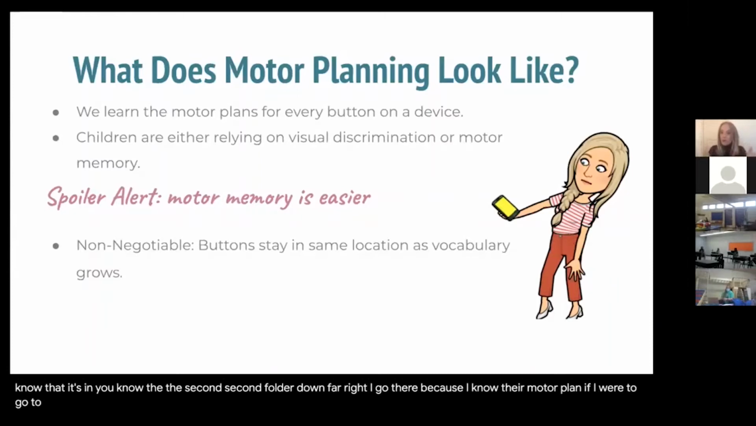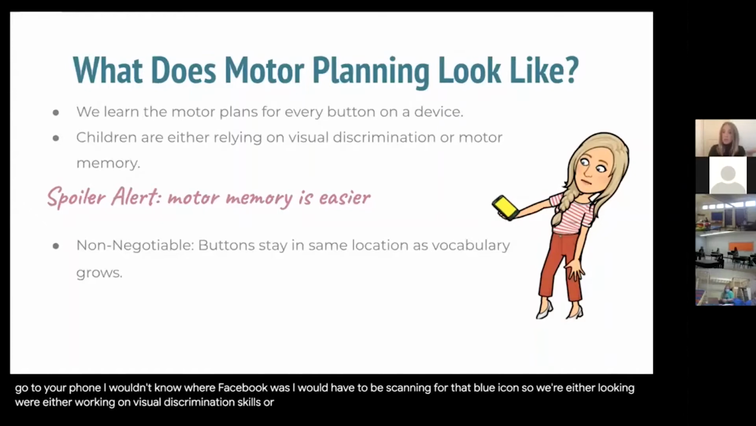If I were to go to your phone, I wouldn't know where Facebook was. I would have to be scanning for that blue icon. So we're either working on visual discrimination skills, or we're relying on motor plans. So keeping the buttons in the same place makes this easier for kids.